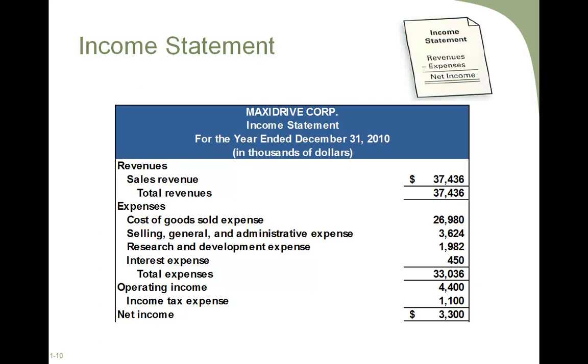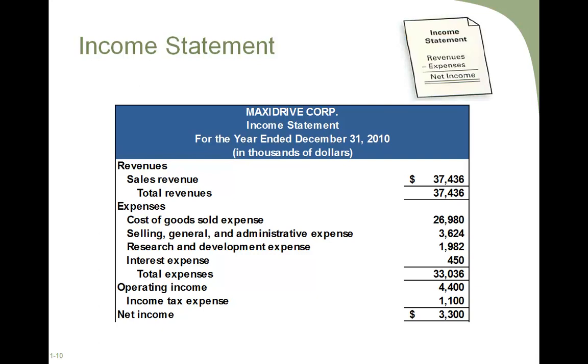On this exhibit, we see that the company's name is MaxiDrive Corporation, or MaxiDrive Corp. The type of statement is the income statement, and that always goes second. You have the company name first, the name of the report comes next, the income statement. And here we see that it's for the period of time. It's always a span of time with the income statement: for the year ended December 31st, 2010. The numbers at least are in thousands of dollars.